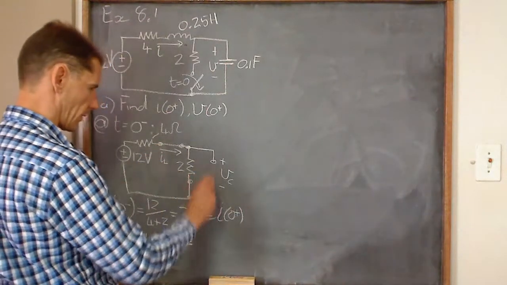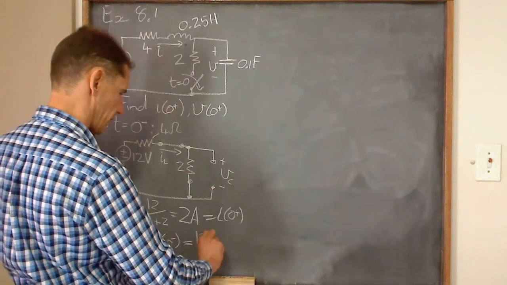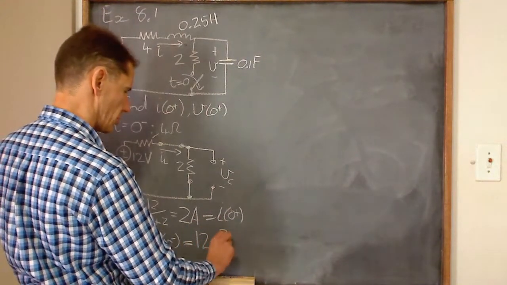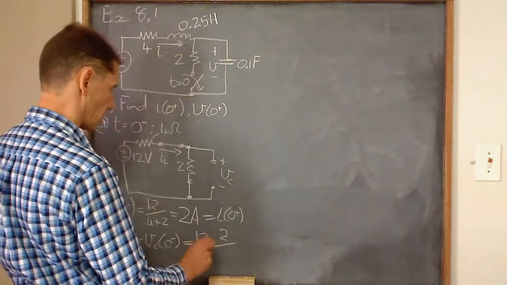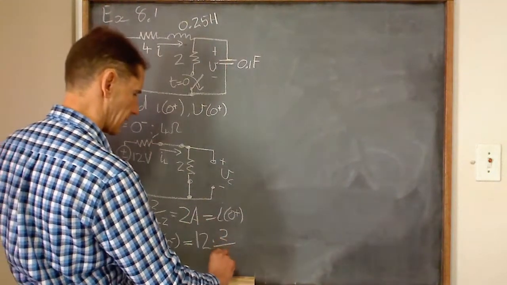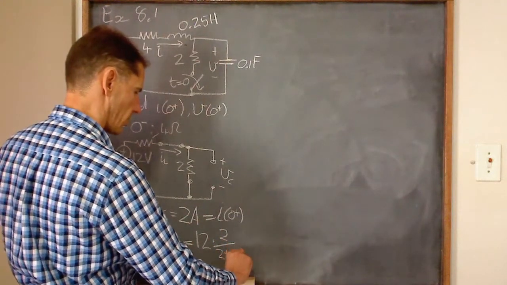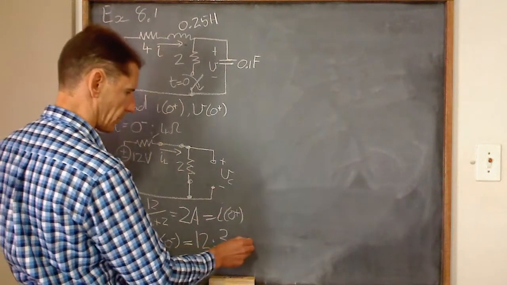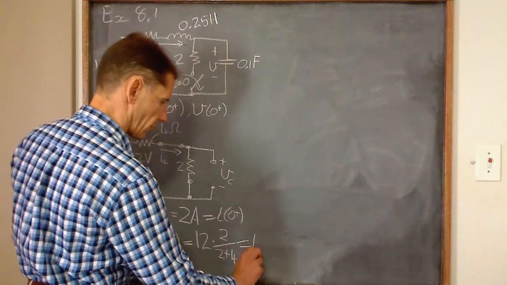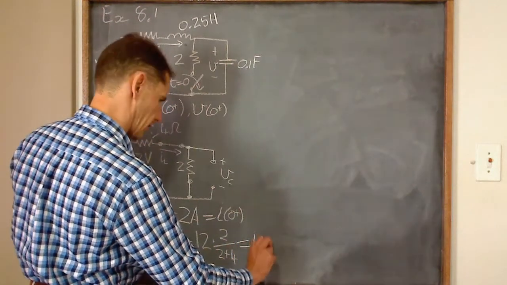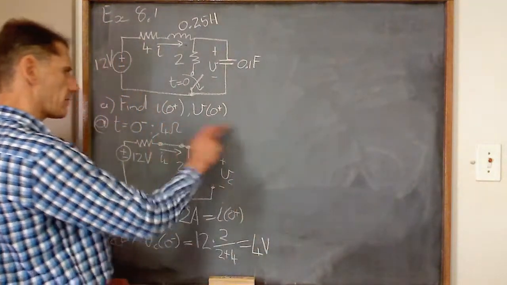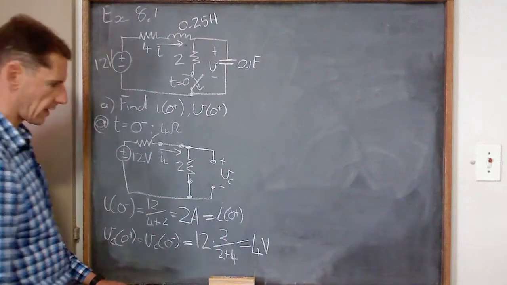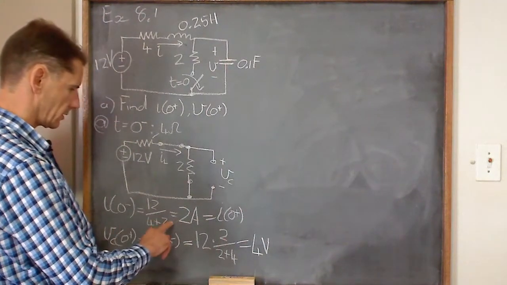I want the voltage there, so it's going to be the 12 volts times the 2 ohms, because that's the resistor across which I want the voltage, over 2 plus 4. So that's 2 over 6, it's 1 over 3, so 12 divided by 3 gives me 4 volts. Okay, so there we've got those 2 covered through a simple current.